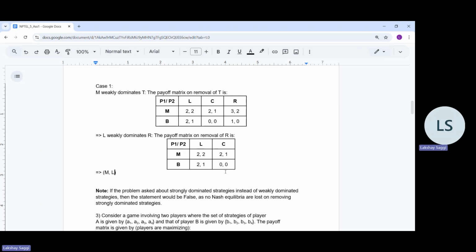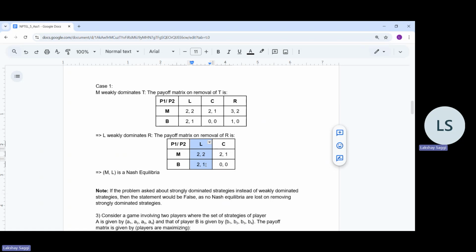M comma L is a Nash equilibrium, right? And you can actually see that none of the others are Nash equilibria because B comma C won't be a Nash equilibrium. One thing which you can directly see is the strategy L strictly dominates strategy C. And why is it the case? Because this 2 is greater than this 1. Similarly, this 1 is greater than this 0. So strategy C can also be removed.